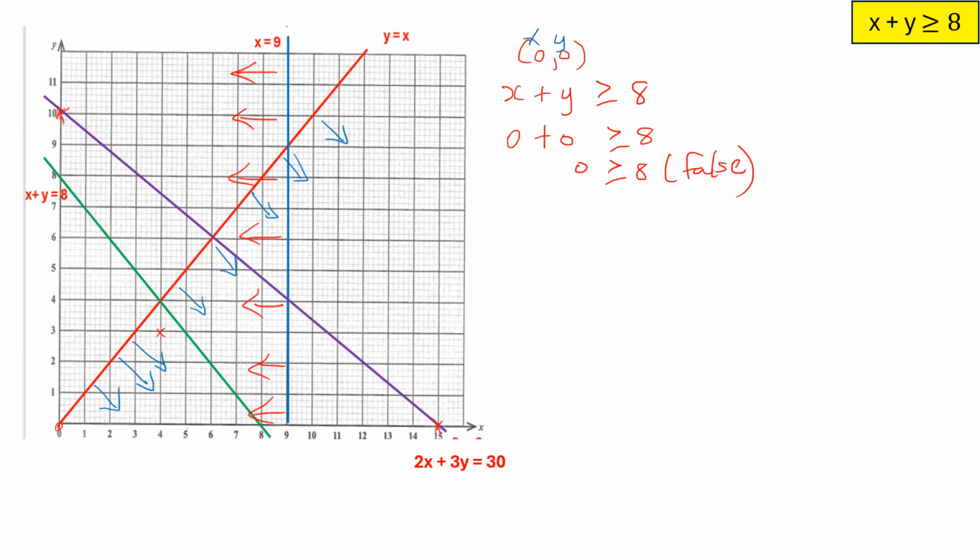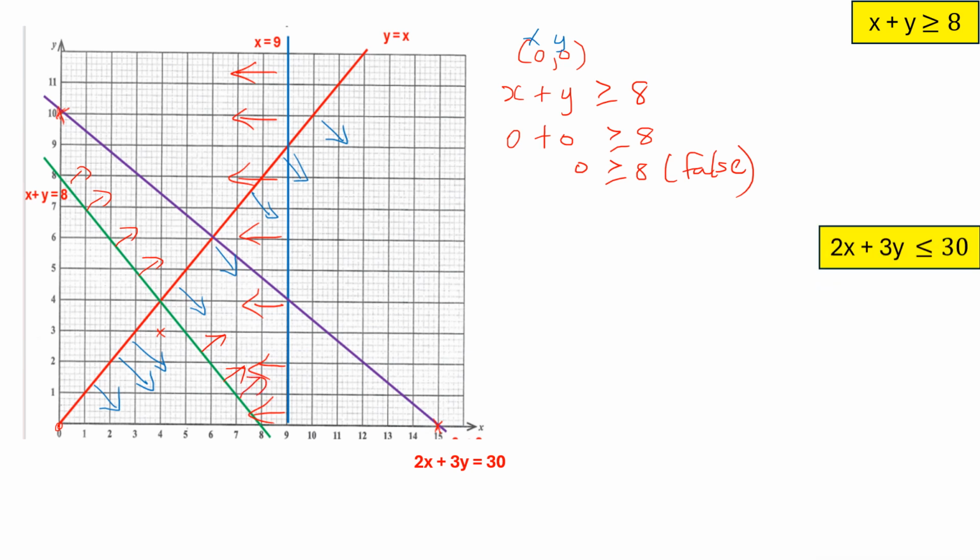Okay, so it's false. So that means, this is the line x plus y equals to 8. Because it's false, I have to shade above this line.